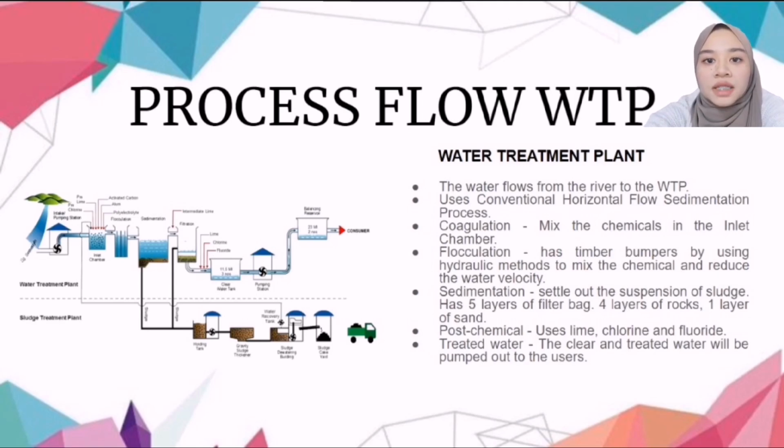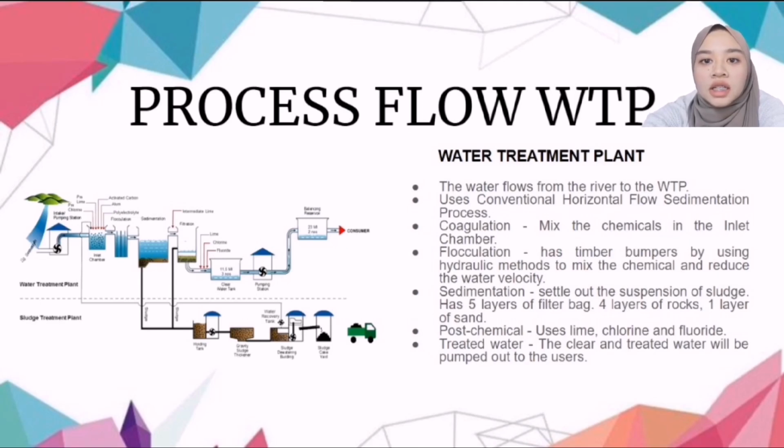The filter bed has 5 layers: 4 layers of rocks and 1 layer of sand. The size of the rock layer is 300 mm, while the sand is 900 mm, so the total size is 1200 mm. Post-chemicals are mixed, which are lime, chlorine and fluoride. After the post-chemical process, the clear water is channeled to the clear water tank.